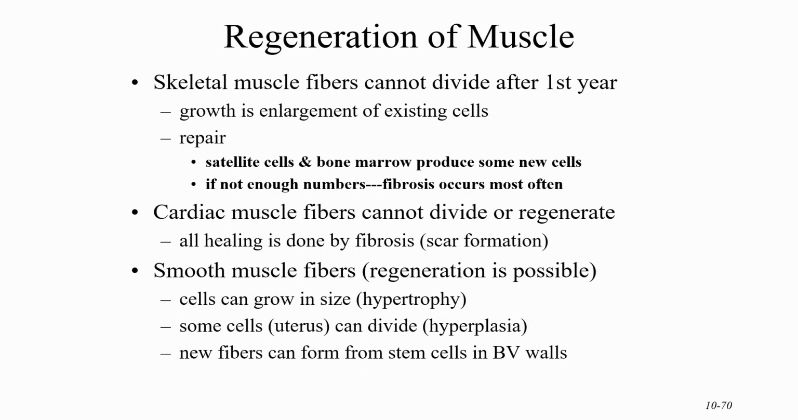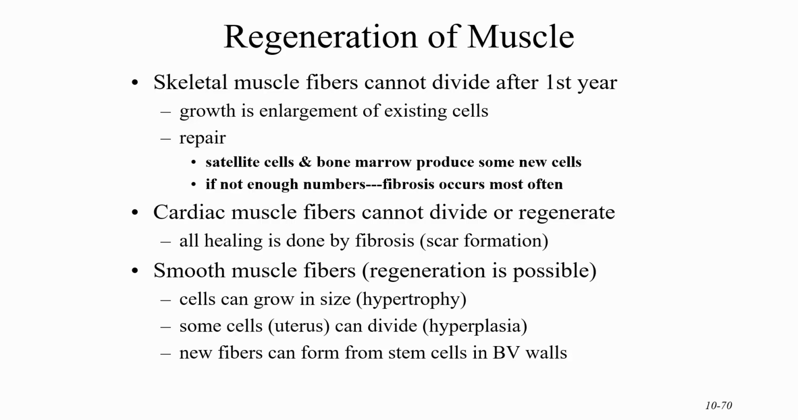Regeneration of muscle. Skeletal muscle fibers cannot divide after the first year. Growth is enlargement of existing cells, and again we call that hypertrophy. For repair, satellite cells and bone marrow produce some new cells. If there are not enough numbers, fibrosis often occurs. Cardiac muscle cells cannot divide or regenerate. All healing is done by fibrosis or scar formation.